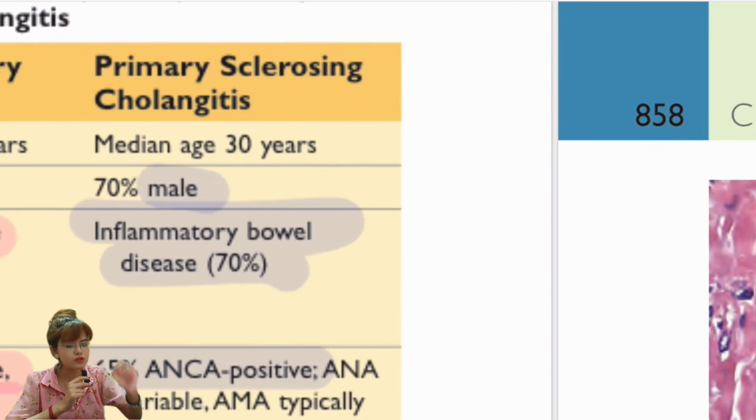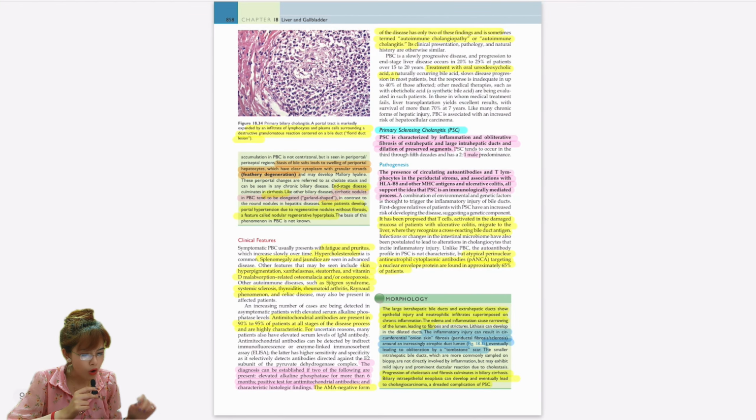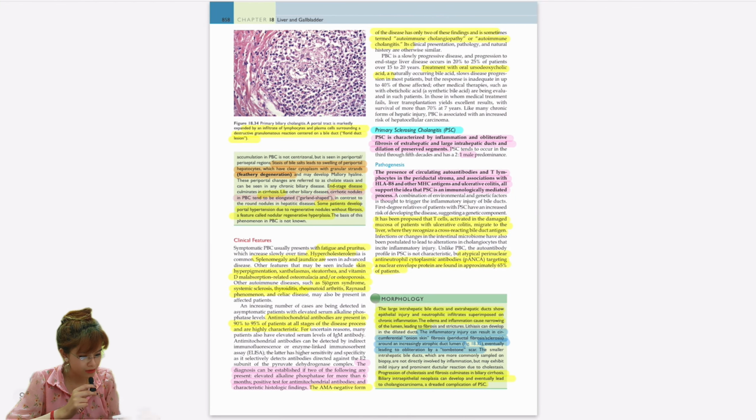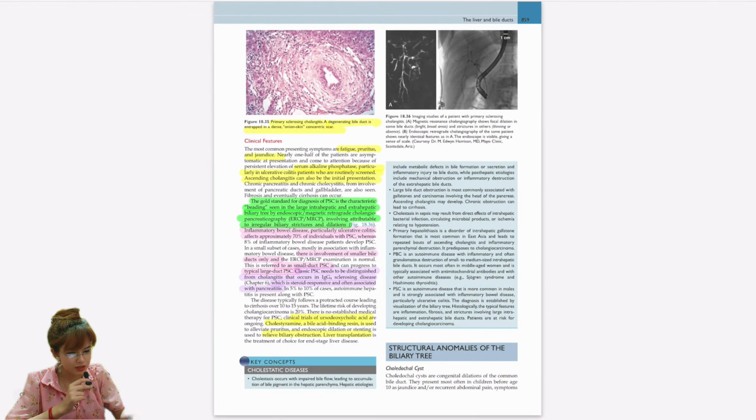Now if you come to sclerosing cholangitis, then the most important words are onion skin appearance. Here you can see that in the histology, the inflammatory injury can result in circumferential onion skin fibrosis, which is the periductal fibrosis or sclerosis around an increasingly atrophic duct lumen, eventually leading to obliteration by a tombstone scar. So onion skin fibrosis, this is what you can see over here.